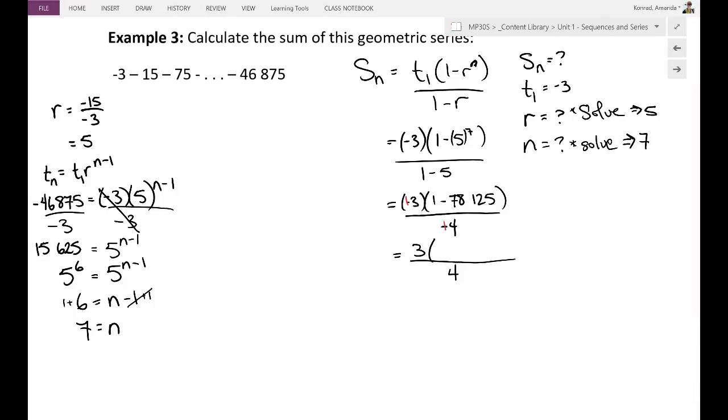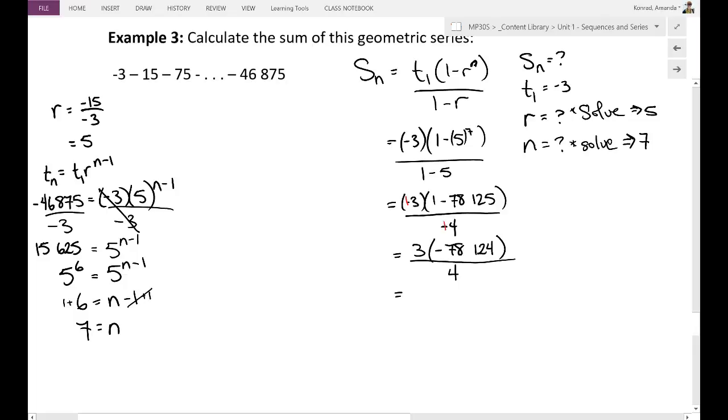That's completely up to you. You could leave them as negatives as well. I just like getting rid of them if I can as early as possible, because that means that I'm less likely to forget them in the end. In brackets, I'm left with -78,124.